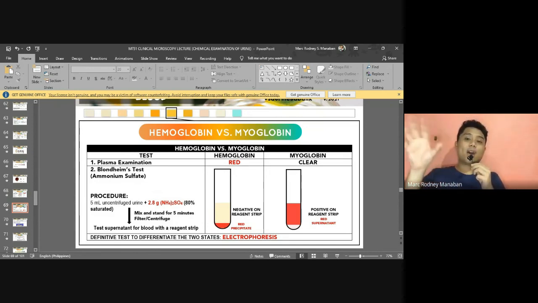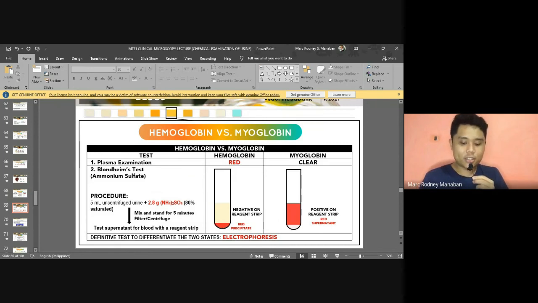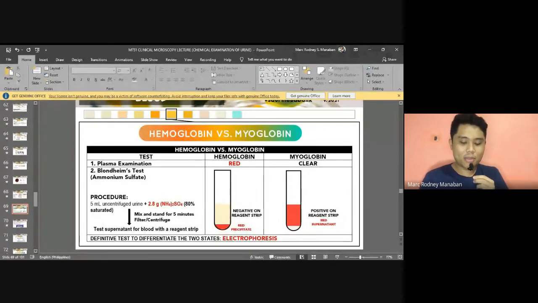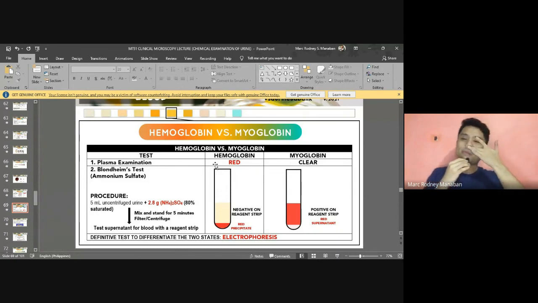So wala na hemoglobin sa imuhang fluid. Alright? So pag test mo sa reagent strip for blood sa fluid, negative na. Kaya wala naman ang hemoglobin dito. In contrast to myoglobin, which remains in the supernatant, alright? So pag test mo sa reagent strip for blood, mo positive siya because the myoglobin remains in your supernatant. So pag test mo sa reagent strip, sa supernatant, napaman ang myoglobin dito, positive siya. Or positive siya sa blood na reagent strip. Alright? So I hope na-gets lang to siya.